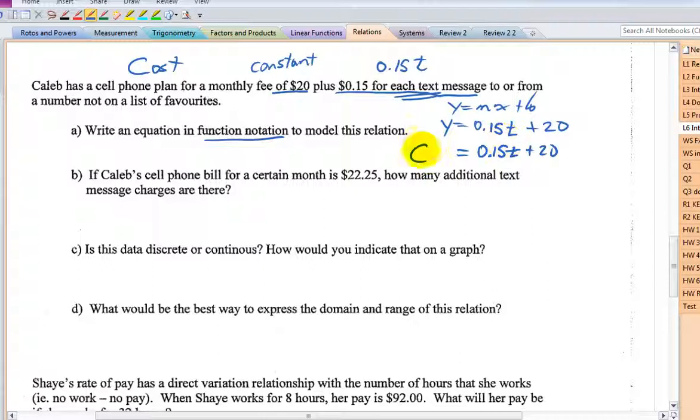Yes, you got to make sure you use brackets and put the variable inside that you're using on the other side of the equation. Okay? So C at T, the cost of the text messages. There we go. Good. So its monthly bill is $22.25. So what we're saying is C at T equals $22.25. Now work backwards to figure out how many text messages he sent.